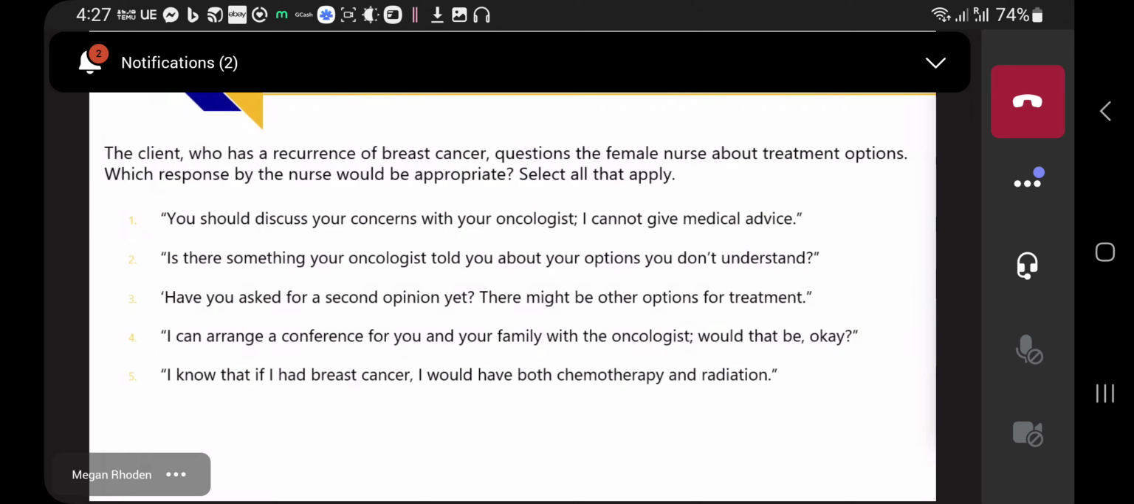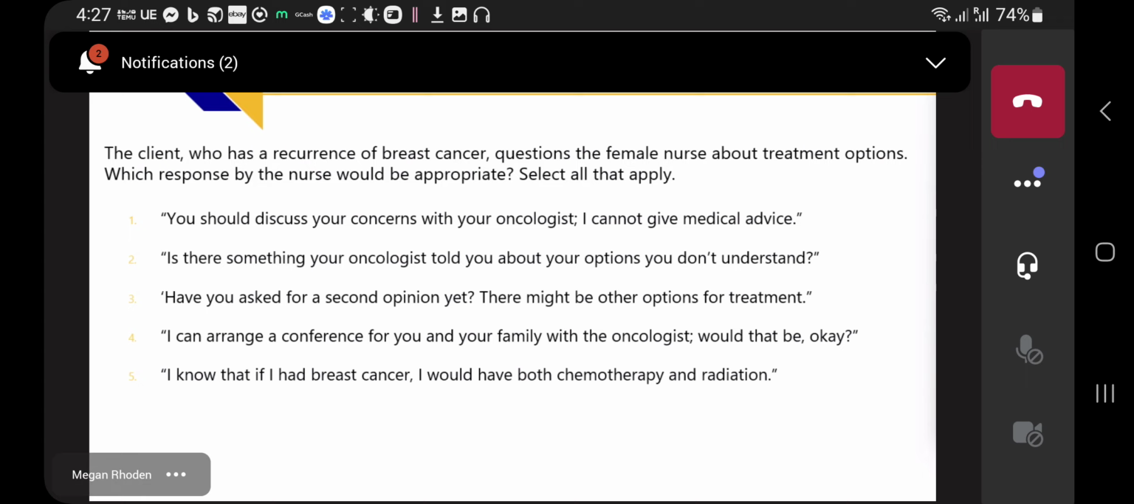Select all that apply. All right, so we have our first select all that apply question. Now let's talk a little bit about select all that apply questions before I read through these answer options. Select all that apply questions on the NGN version of the NCLEX exam are partial credit, which means that you could get partial credit even if you don't answer the question entirely correct. That's what partial credit means.